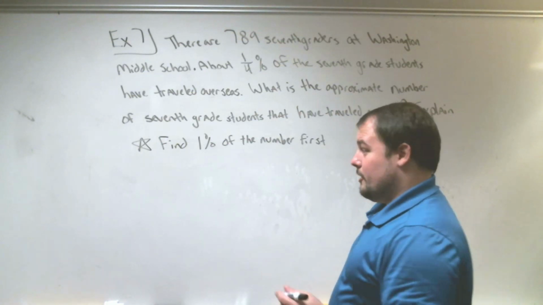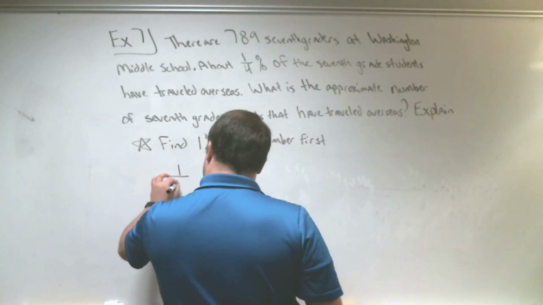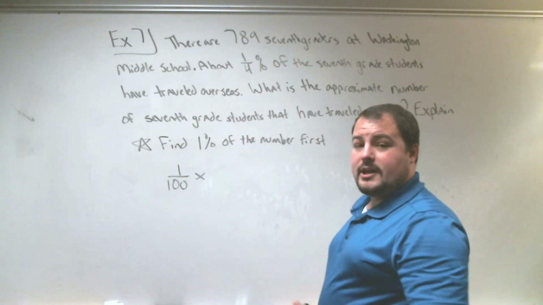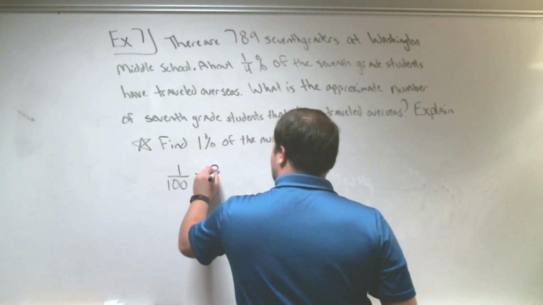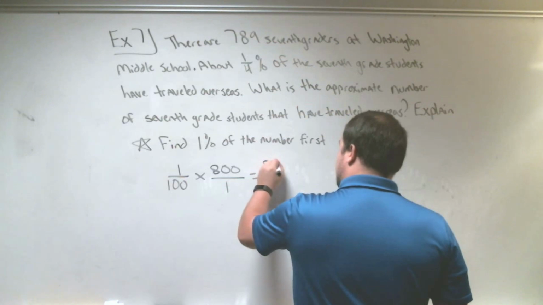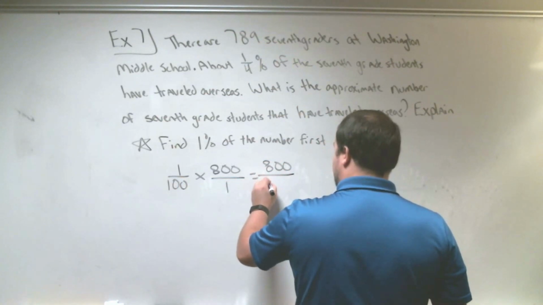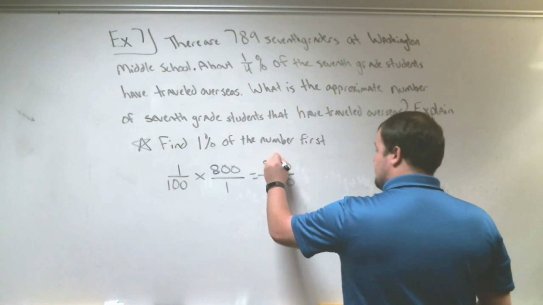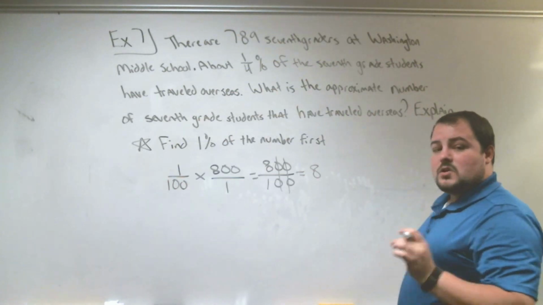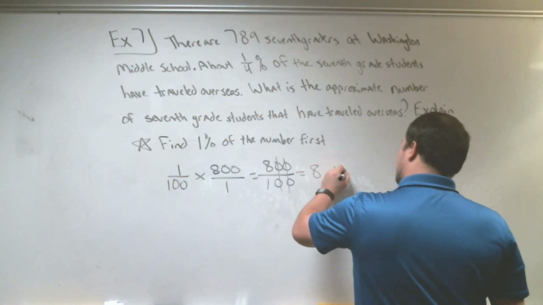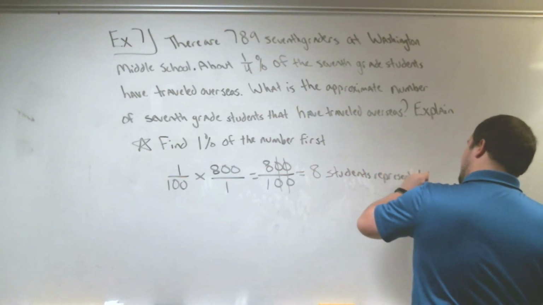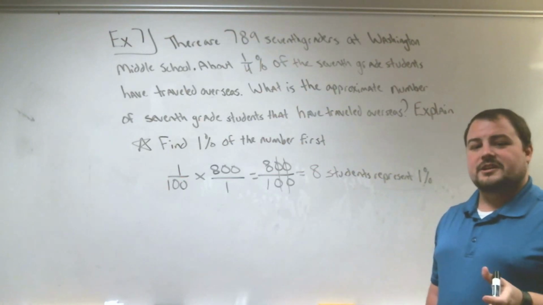Well, 1% is 1 out of 100. And we're going to multiply it by the number that we have. Well, 789 is about 800 students. So I'm going to put 800 over 1. 1 times 800, that's 800. 1 times 100, that's 100. Since I have zeros on top and bottom at the end, I can cancel those out. And 8 divided by 1 equals 8. So 8 students represent 1%. But I don't want to know what 1% of the students are doing.